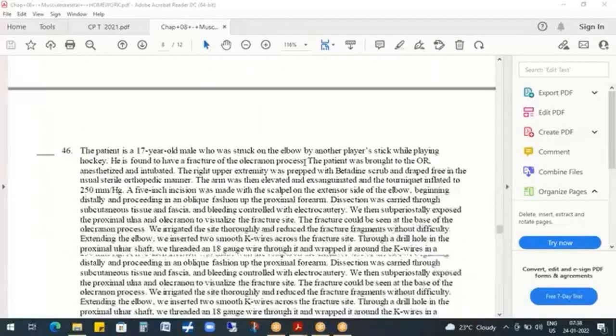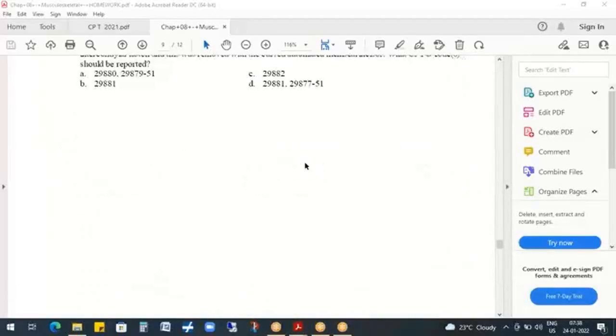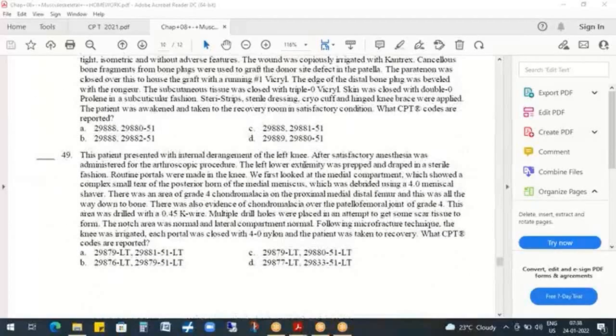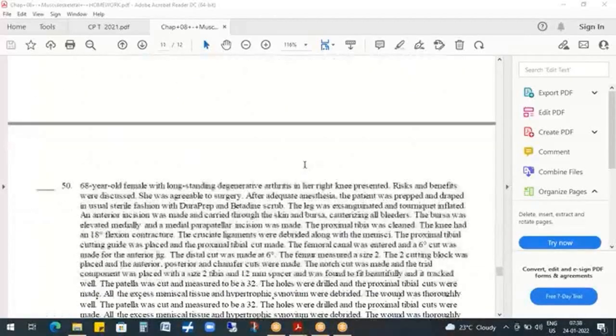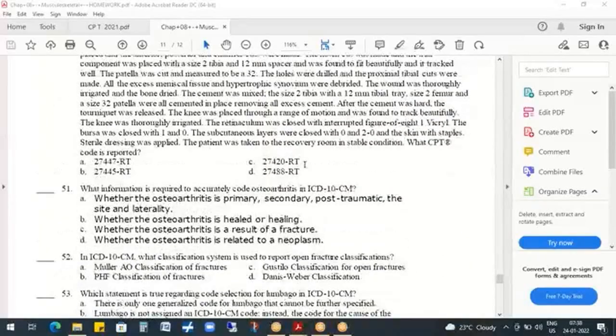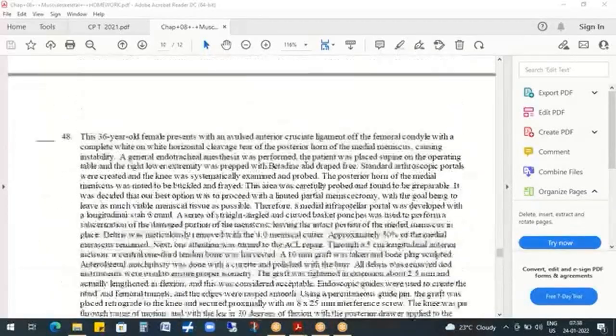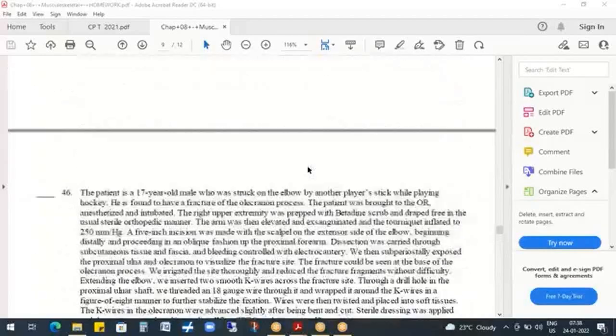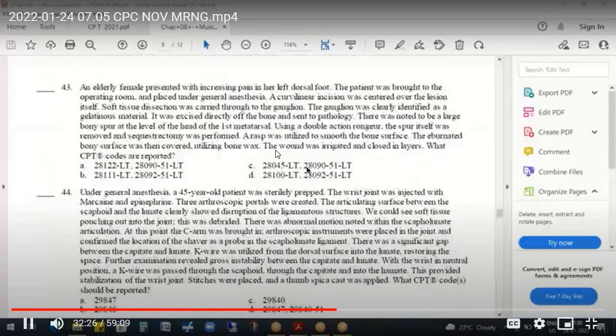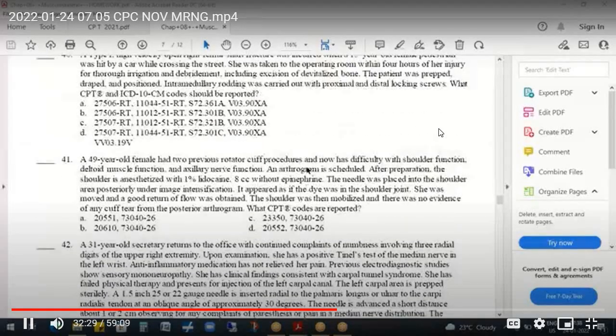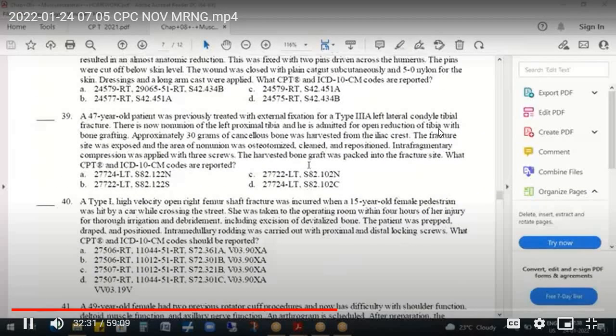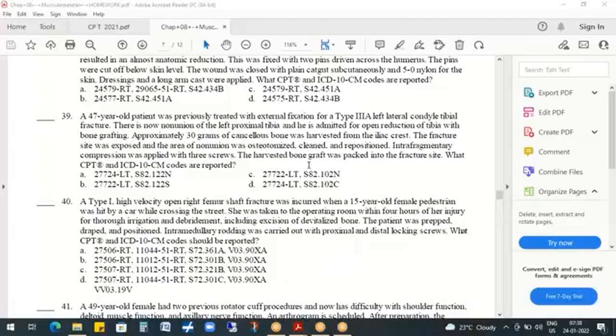Do one more question. If you practice this paper, then you will be good in the musculoskeletal system. When you read a question the first time, it will be difficult because of unknown terminology. Read the question at least twice or thrice. Then it will be very easy for you. Question number 39, the last question. Then we will go into the codes.